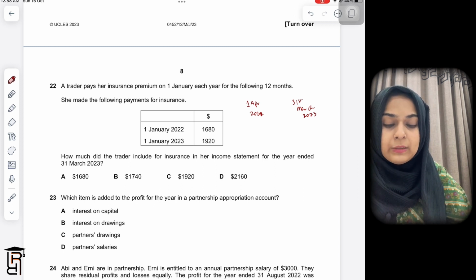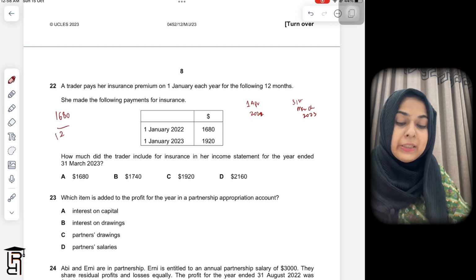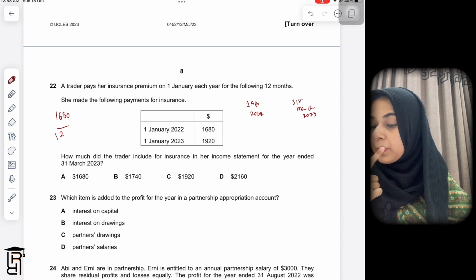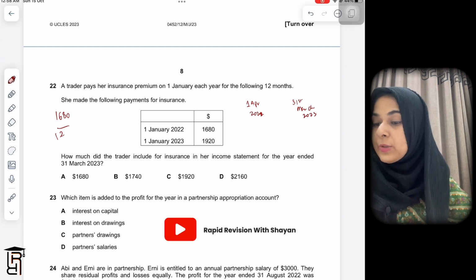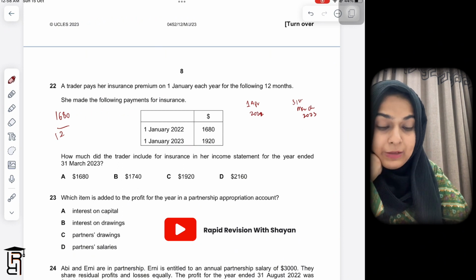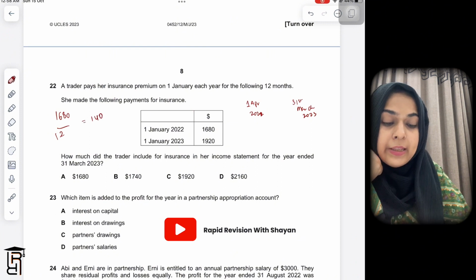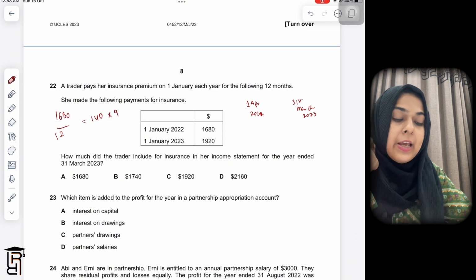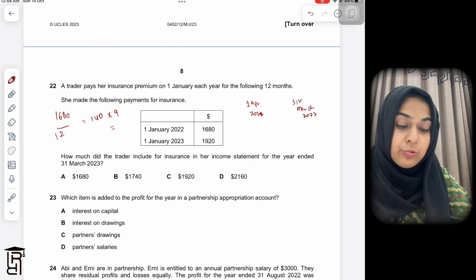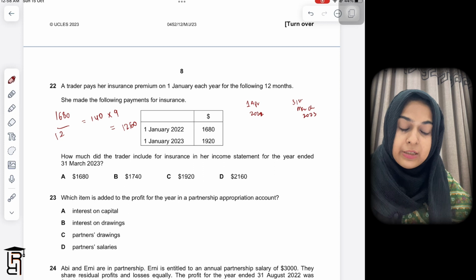So if you do 1680 divided by 12, you will get a monthly charge for 2022. Here that'll be 140. 1680 divided by 12, and then if you multiply this by 9, so 9 months of 2022 are falling in your year, that should total to 1260.